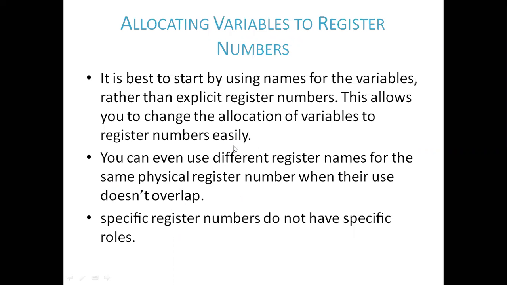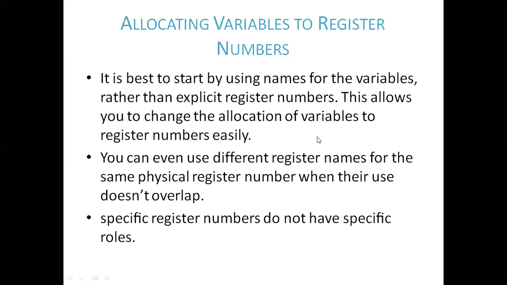And how to assign variables to the register numbers, allocating variables to register numbers. It is best to start by using names for the variables rather than explicit register numbers. Instead of using the explicit register number, we can assign a variable. This allows you to change the allocation of variables to register numbers easily. You can change the variable name so that you can easily change the register number as well.